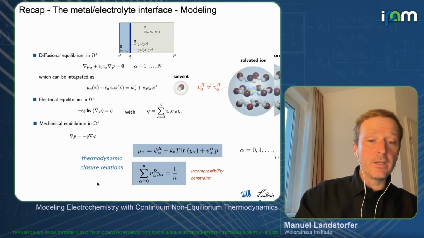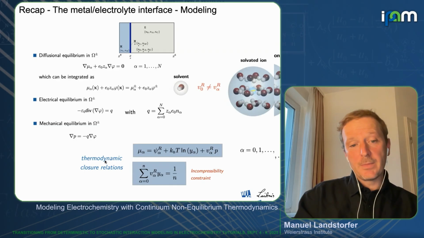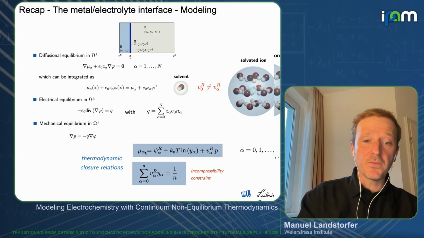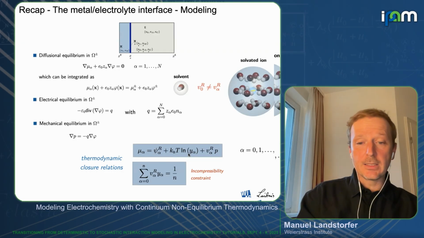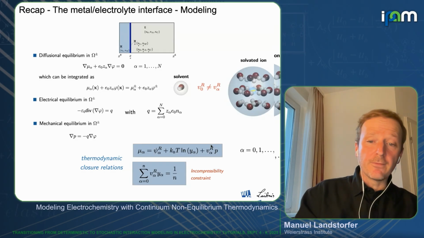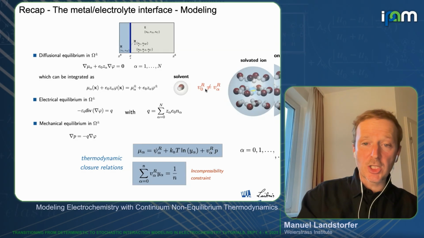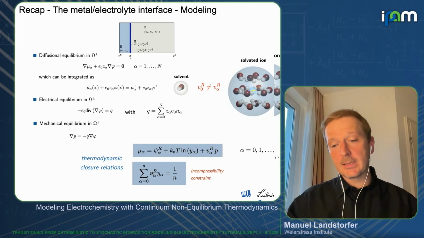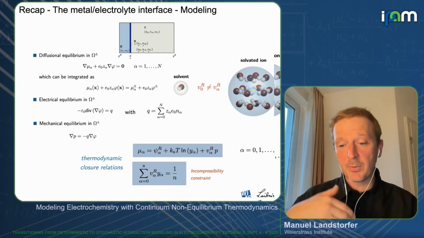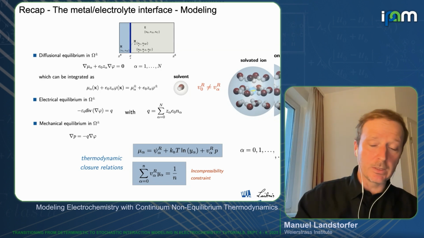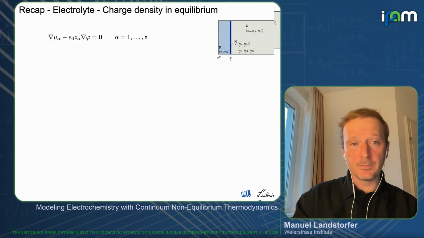And I tried to convince you yesterday that there are thermodynamic closure relations, or another wording for this is that you have chemical potential functions mu, which are expressed in terms of mole fractions y and the pressure p. And this V alpha term here encodes the partial molar volume of solvated ions and solvent. And we have an incompressibility constraint. So this was more or less the setting we ended up with yesterday, and all the images I showed you yesterday were based on these types of models.